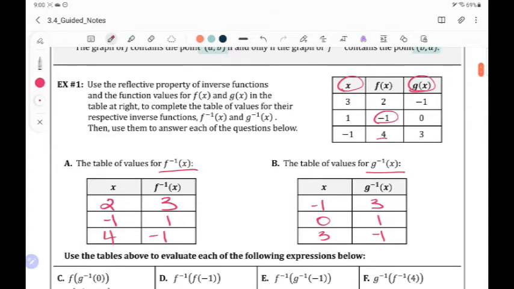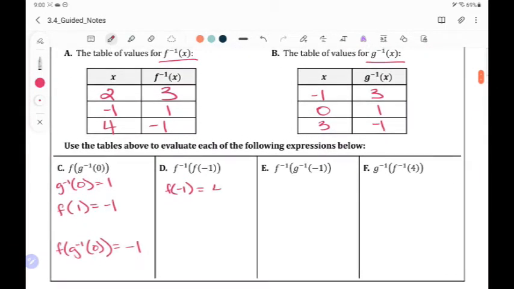F of negative 1 is 4. So now I need f inverse of 4, and that's right here in this f inverse of 1. I think I said, don't confuse f of negative 1, which would be right here. This is f of negative 1. This one is f inverse of 1. It's easy to kind of mix them up in your language, so be careful with that.